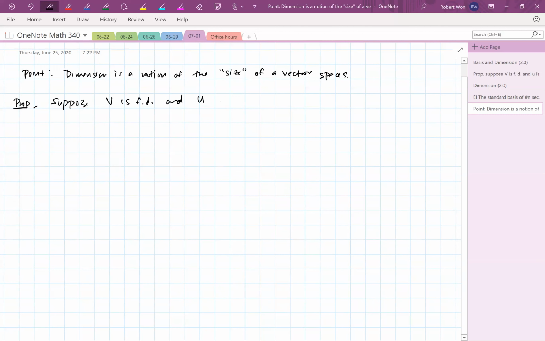And U is a subspace of V. One thing that you expect for a notion of size is the following. How should the dimension of U compare to the dimension of V? If U is a subspace, if it's measuring size, U is sitting inside of V, you better hope the dimension of U is less than or equal to the dimension of V.